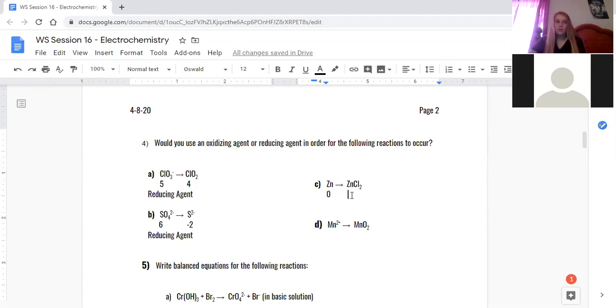It would be a positive number, that's correct. So looking at that, if you know it's a positive number, you don't even actually have to figure this out. But yes, you are correct. So then you would need an oxidizing agent. That's correct.